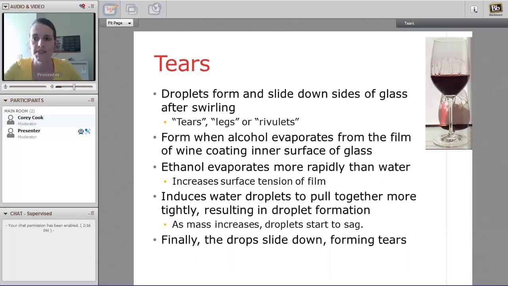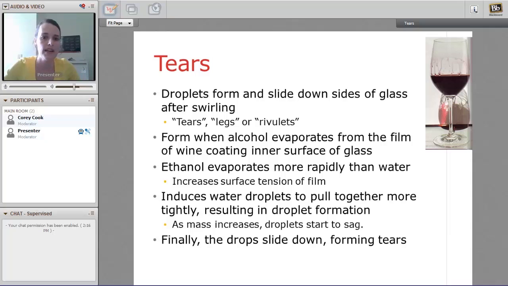And then finally we have tears. So this is swirling the wine glass, and theoretically, or at least the party trick is, you swirl the wine glass and it's able to give you an idea of the alcohol content of the wine. What happens is you swirl the wine glass, the droplets form and then slide down the sides of the glass after swirling, and those are called tears. They're also called legs. You've heard that term. Rivulets, maybe not as fun as legs. You can say that a wine has long legs if it goes up high and then takes longer to come down.